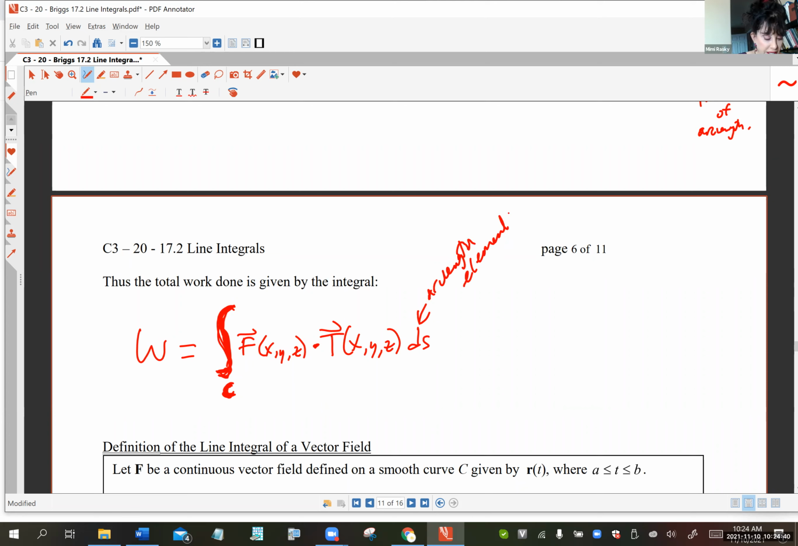I'm going to keep calling it these so you get the vocabulary. So if I clean this up just a little bit to make it less awkward, let's get rid of the XYZ part so it's a little more streamlined. So make it look like that, F dot T ds.